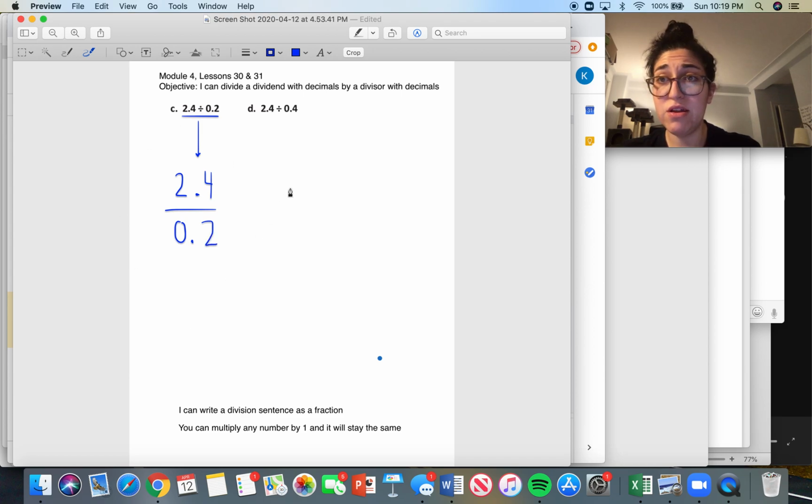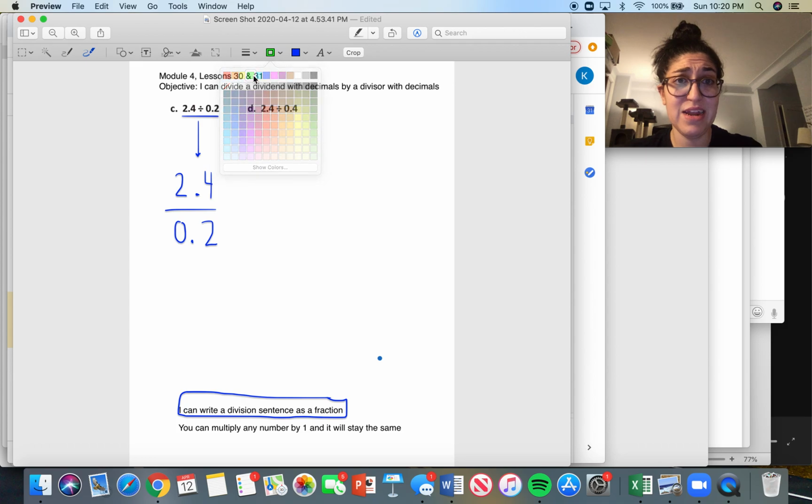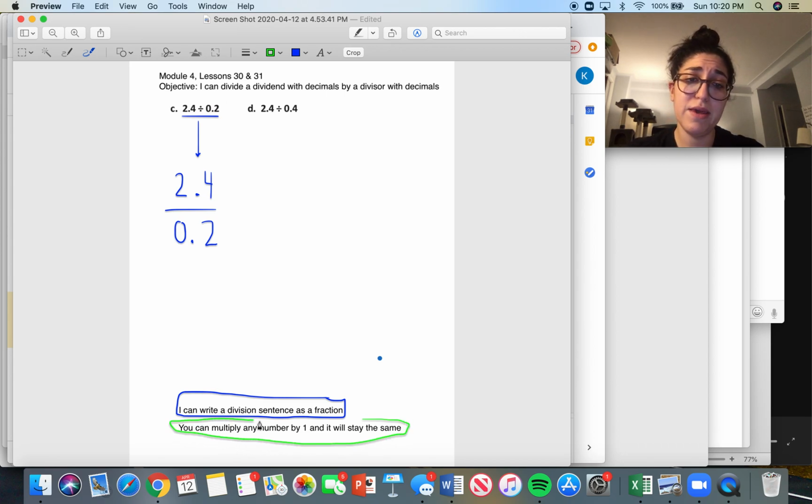So all I've done at this point is just change the form that it is in. I haven't done anything to the numbers. I just changed the form that it's in. And I did that using this rule that we talked about here, that I can write a division sentence as a fraction. And the next thing that I'm going to do is use this rule here, the one that says that I can multiply any number by 1 and it will stay the same, but I'm going to use a trick.